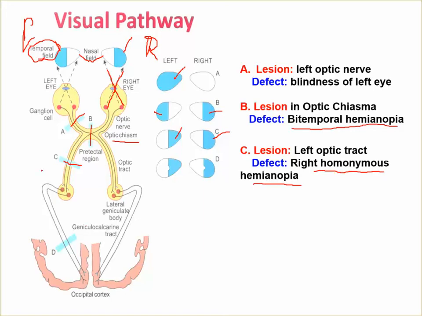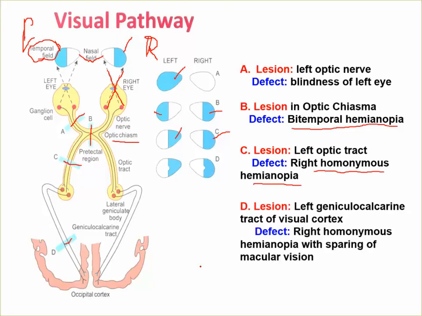Now after the lateral geniculate body, then you have the D. At the D, this is called the optic radiation. Here when there is a lesion, it is actually affecting the left geniculocalcarine tract of the visual cortex, and here it's similar to C.